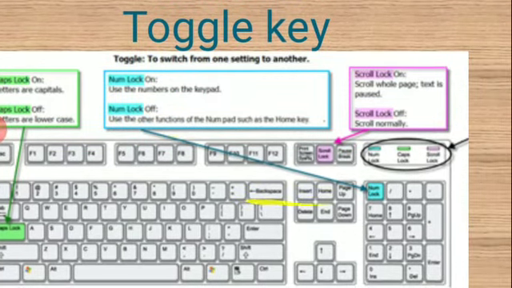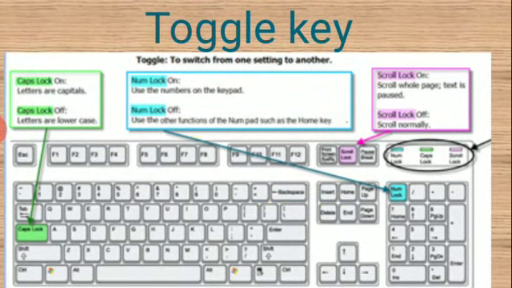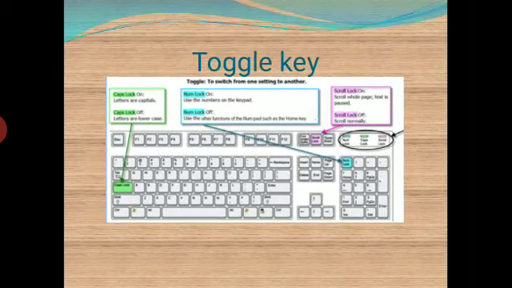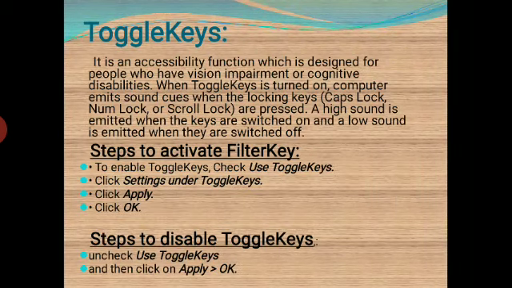Yes, caps lock, num lock and scroll lock are the toggle keys of the keyboard, which is useful for the people who have vision impairment or cognitive disability.